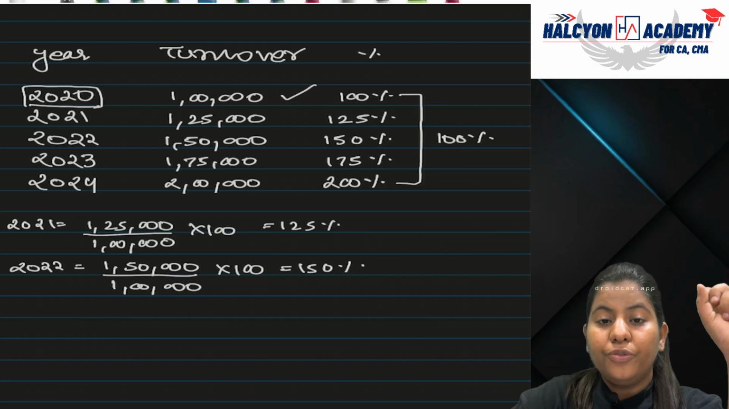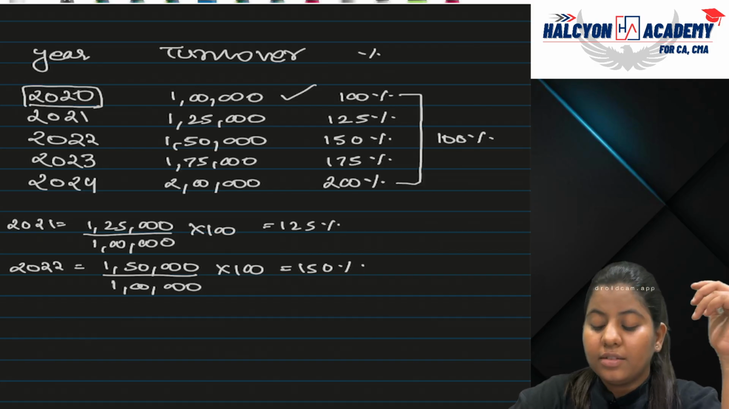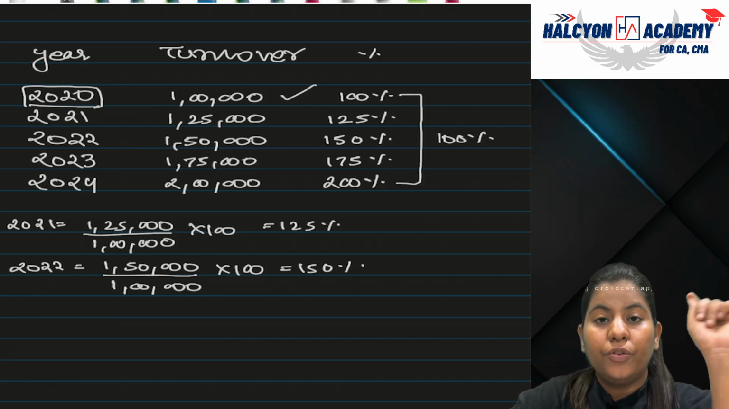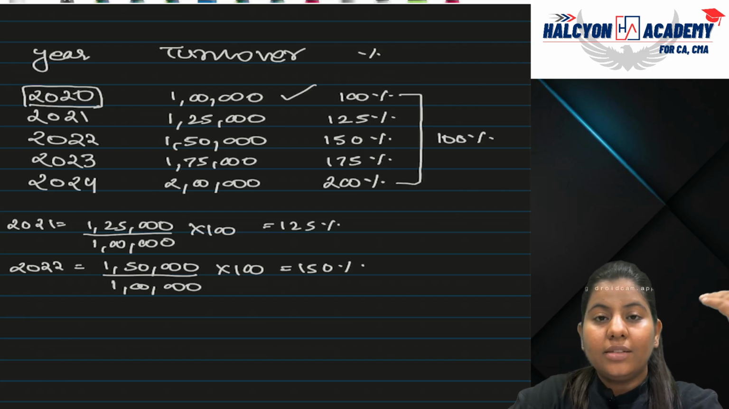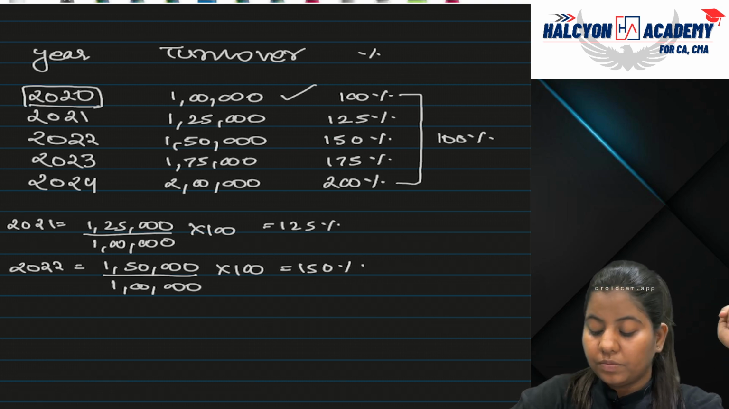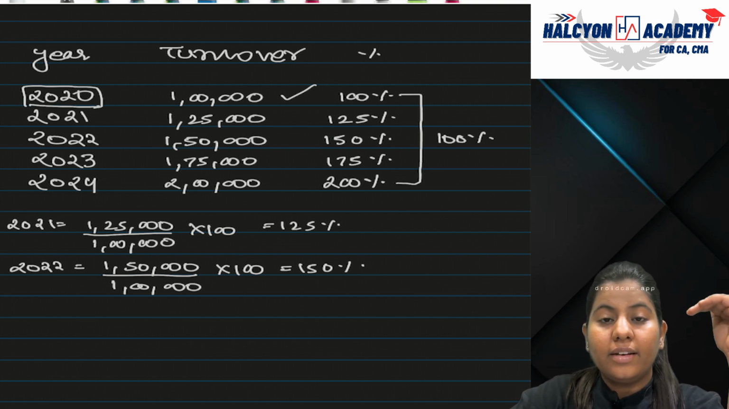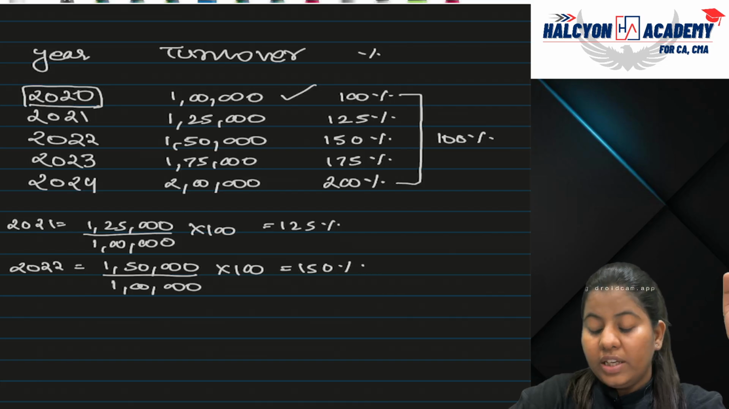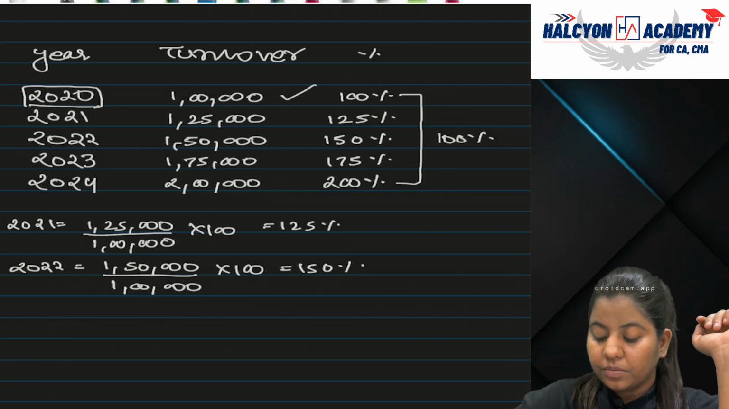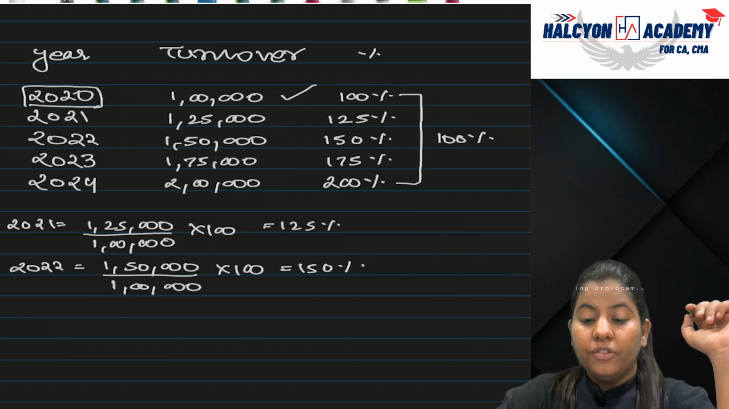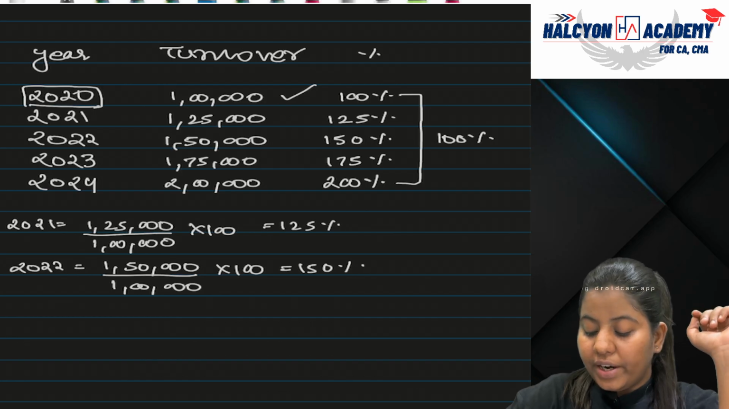So that's how we have to find out the trend. There is an upward trend in the turnover. Whatever element is given, turnover, EBIT, profit, inventory, whatever is given, we have to find out the trend. How much it has grown or declined in the years which are given in the question. So this is how we are going to find out the trend.